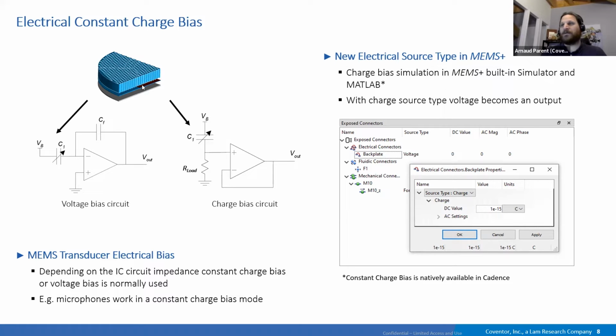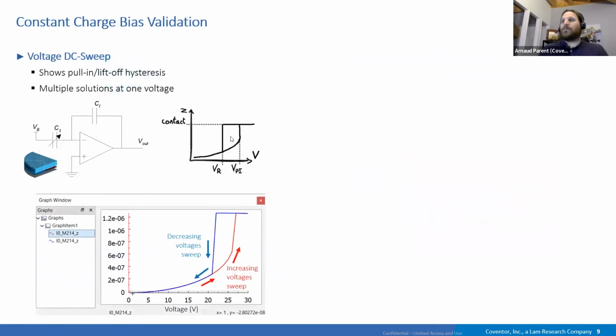And for a microphone, when you want to capture the voice, you really want the voice to not be distorted, something very linear, and it's better with charge bias. So to be able to study and build a microphone efficiently in MEMS Plus, constant charge bias was something important, something we added in this version. With this new possibility, we did some base testing and validation.